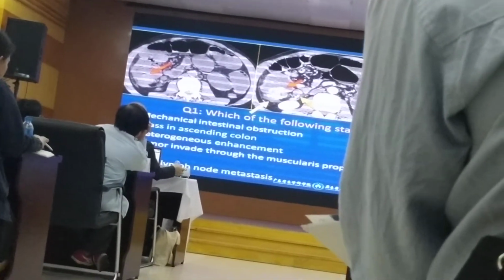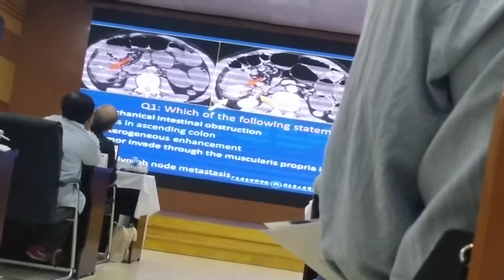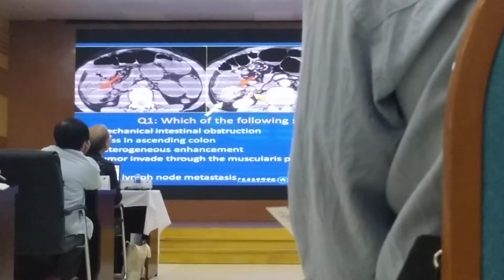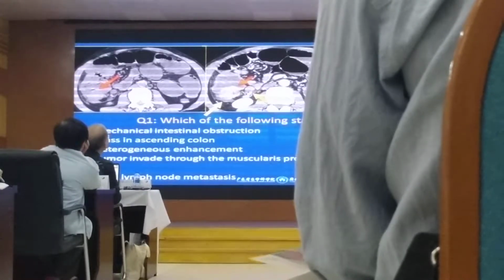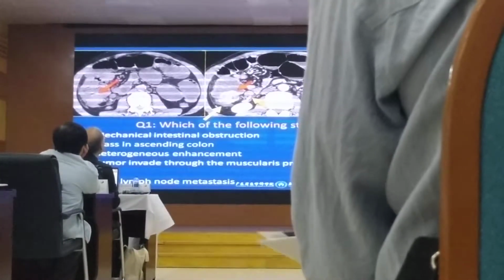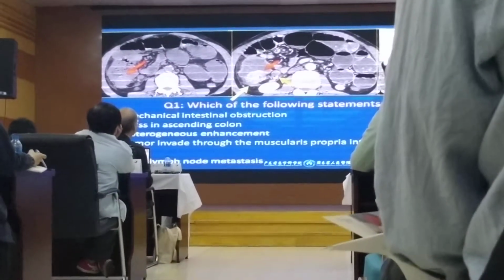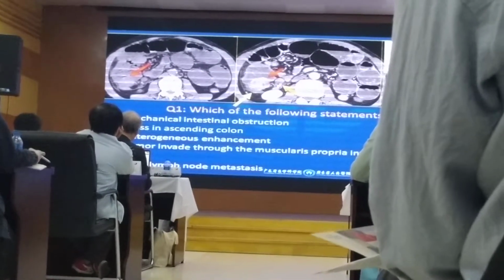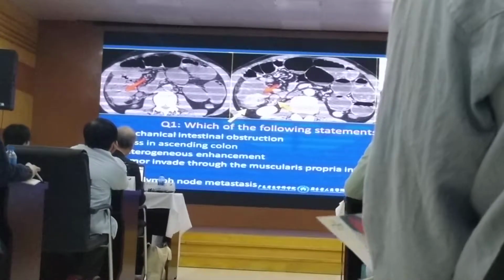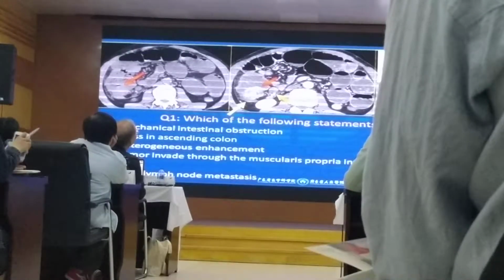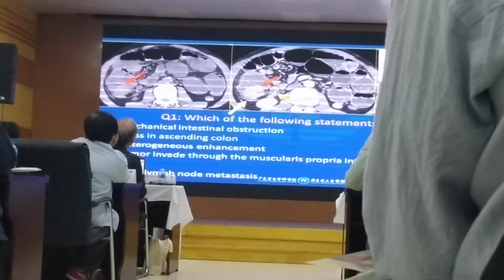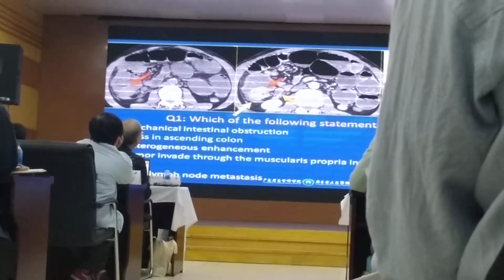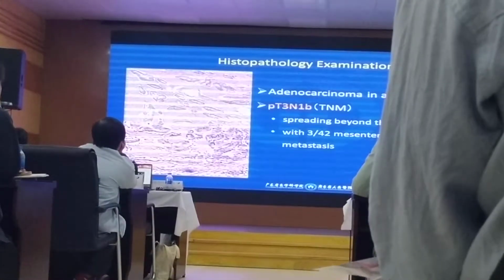We can find the mass in the ascending colon and the distension of the proximal bowel, like this one, which will support the mechanical intestinal obstruction. Axial and reformatted coronal CT images demonstrate the heterogeneous enhancement, which invades into colorectal tissue. We can see enlarged lymph nodes on the mesenteric side with heterogeneous enhancement. And this is the lymph node with heterogeneous enhancement.